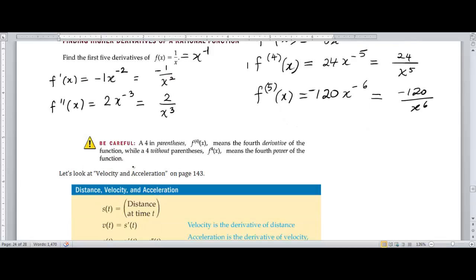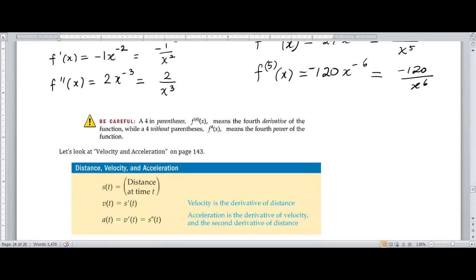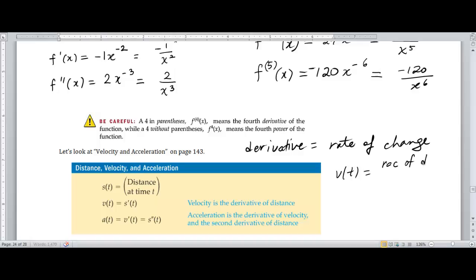Let's look at velocity and acceleration. This is a practical application of higher order derivatives. Remember, a derivative equals the instantaneous rate of change. If we call s of t the distance at time t, v of t, the velocity, is the rate of change of distance with respect to time. So the rate of change of distance means the derivative of the distance.